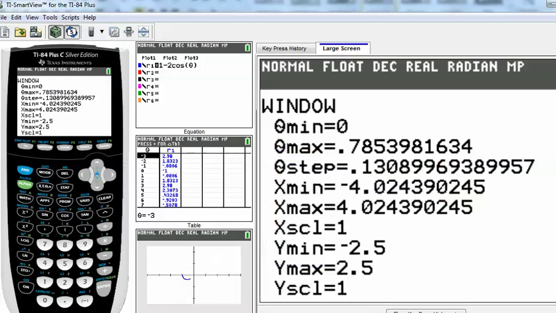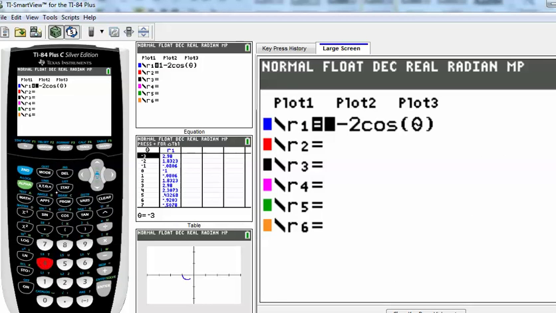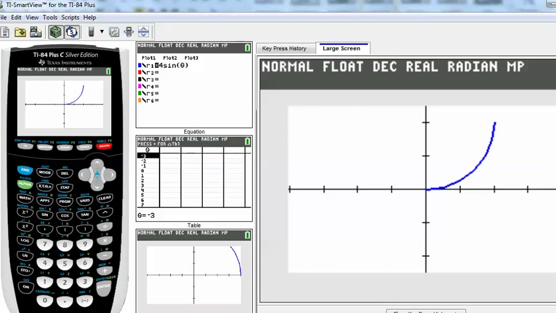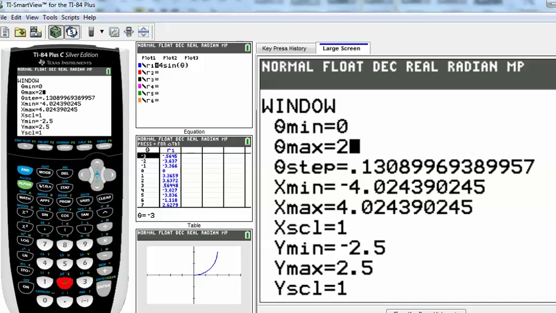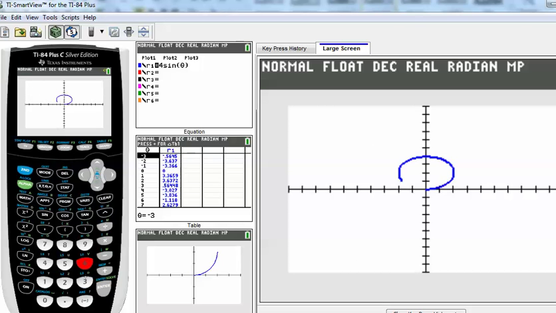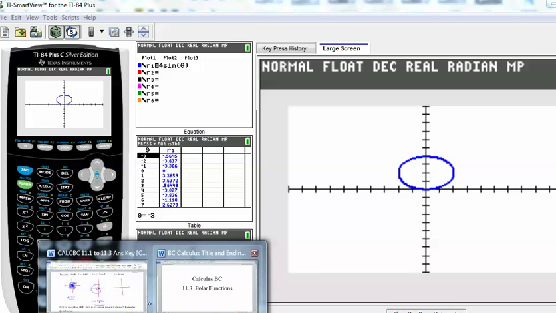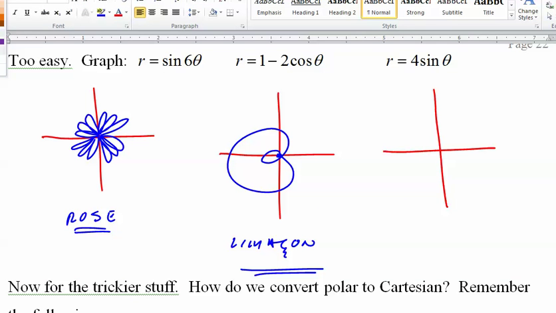4 sine of theta. Window, let's go to 2 pi, please. Thought it might reset for me. If I hit zoom 6, it would have. Alright, and that's a circle, even though, again, it looks elliptical. And you would have to play with this. If you're going to convert it over, you would say that, well, we'll come back to that.